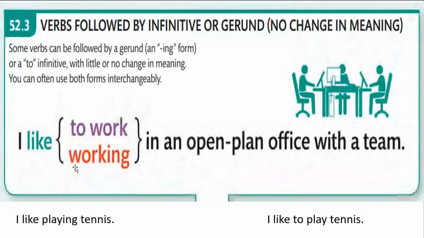As per the example given before us, I like to work in an open plan office with a team. I like working in an open plan office with a team. So to work or working, both can be used. The structure is correct. Example, I like playing tennis. I like to play tennis. Over here it is used as a gerund, and over here to play is used as an infinitive. And the main verb over here is like, which is a state verb, not an action verb. If you don't know what action and state verbs are, kindly go back to my video on state verbs and action verbs on the channel.